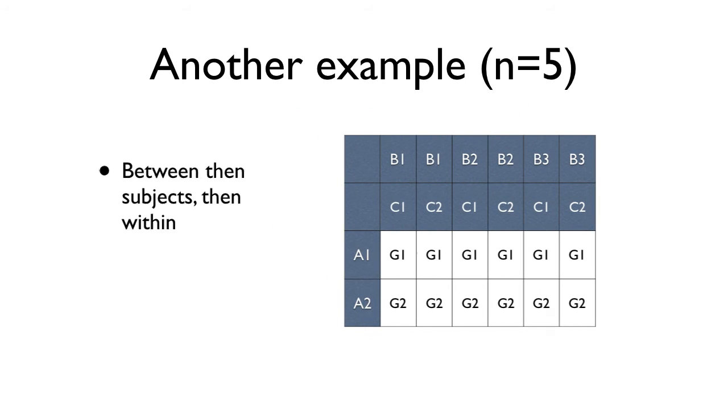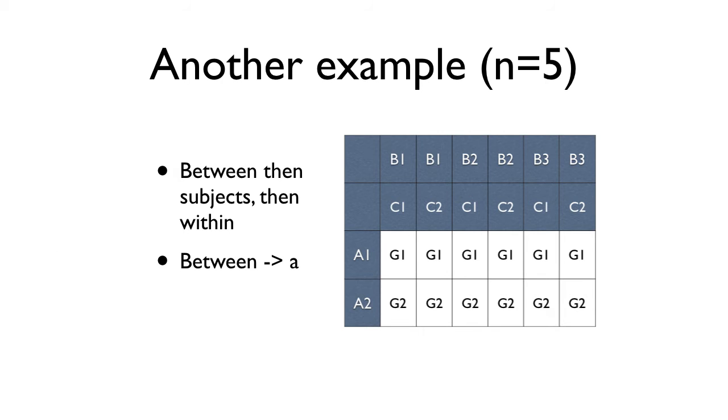So between subjects is A, within are B and C. And these are supposed to be arrows, but I didn't feel like pulling the drawing tool down and making arrows, so I did a minus and a greater than. Okay, so A is a between, B and C are within. Does that make sense? Because different subjects get different levels of A, but everybody gets every level of B, and everybody gets every level of C. Okay? All right.